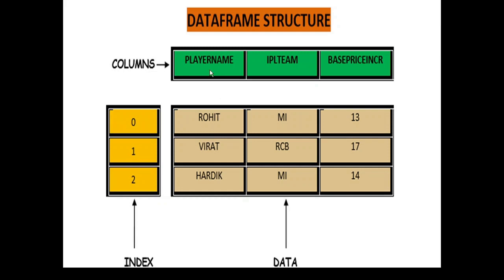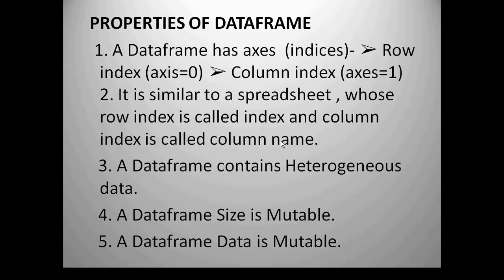So the column names are player name, IPL team, and base price INR. And there are rows which have indexes 0, 1 and 2. You can name these indexes, you can name the columns, and then you can have the real data, the actual data. So let us see what are the properties of data frame.